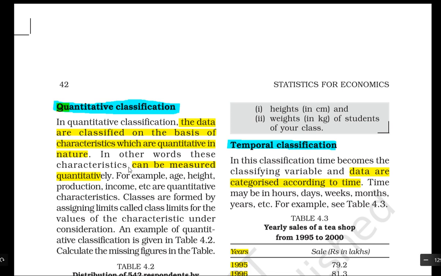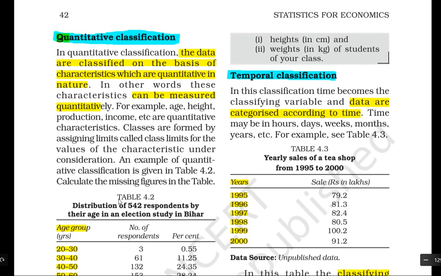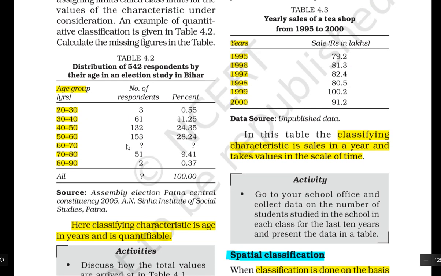So, in quantitative classification, its characters can be measured in quantity. That's why we present it numerically. For example, you can see the age, height, production of a company, income of people. These are the quantitative characteristics and are presented in quantity. You can see here in the rows, various headings show the quantity. Age is measured in quantity. Unlike male and female, it is written in numerical form. So it is quantitative classification.